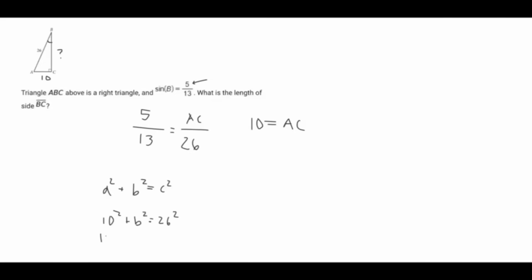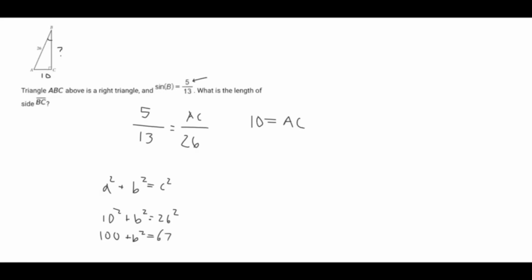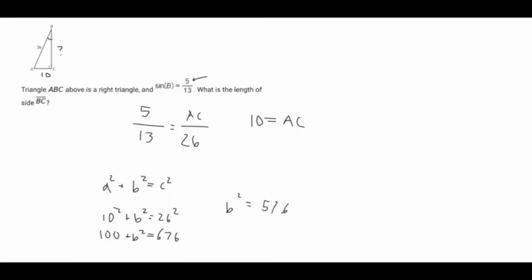All right, so 10 squared is 100 plus b squared. 26 squared is going to be 676. And so if we just rearrange this equation, we get b squared equals 576. And if we take the square root of both sides, we can find that b is equivalent to 24, and therefore 24 is our answer, in which case that is the side length of side BC.